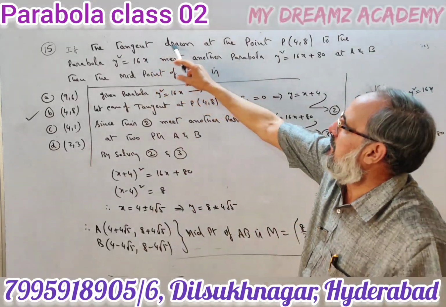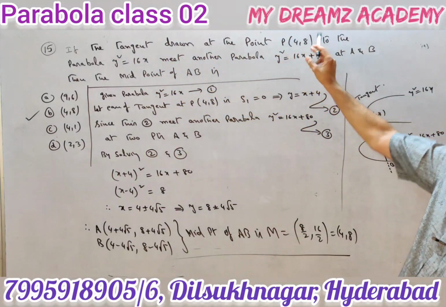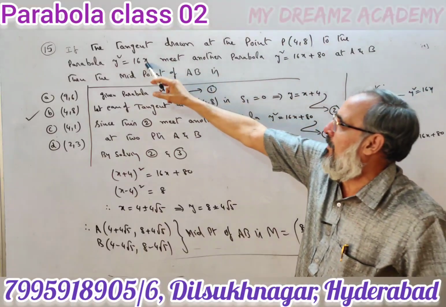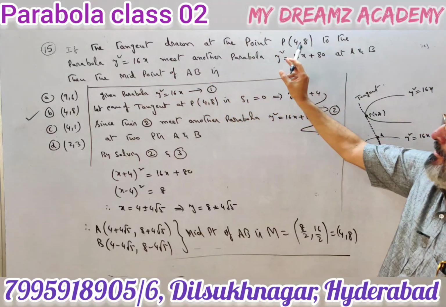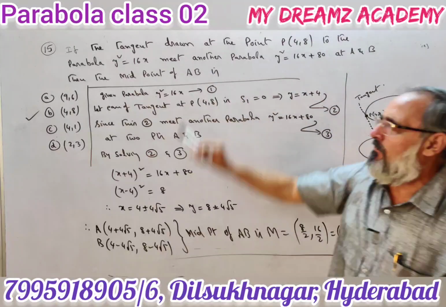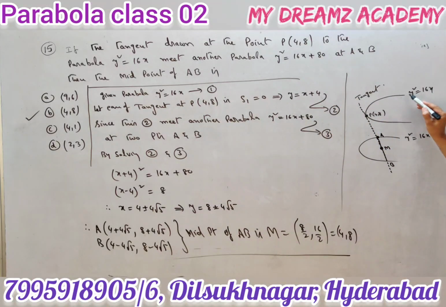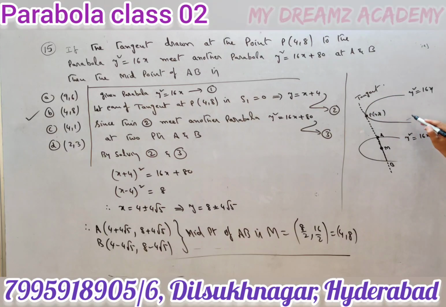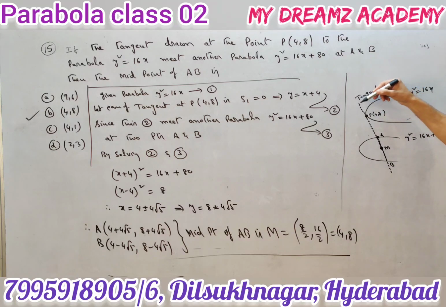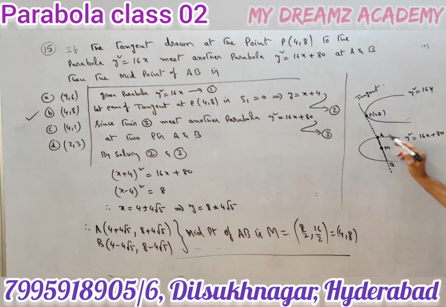If the tangent drawn at the point P(4, 8) to the parabola meets another parabola at A and B, then what will be the midpoint of AB? Let me draw a rough diagram. y square equal to 16x is the parabola. On the parabola, P(4, 8) is the point where you draw the tangent, which meets the other parabola y square equal to 16x plus 80 at A and B. Then what will be the midpoint of AB?